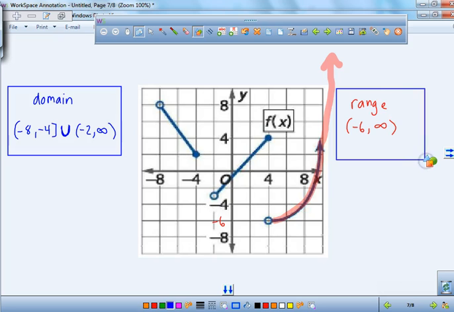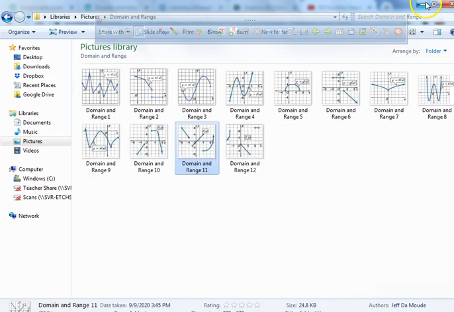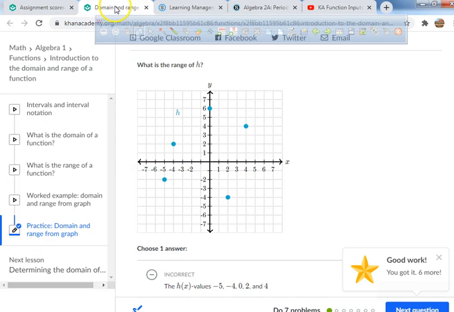Okay? So what we're going to do right now is jump on the Khan Academy and let you guys know how easy it is. It's not going to have interval notation, but it will have set builder, or actually inequality notation, on the Khan Academy.